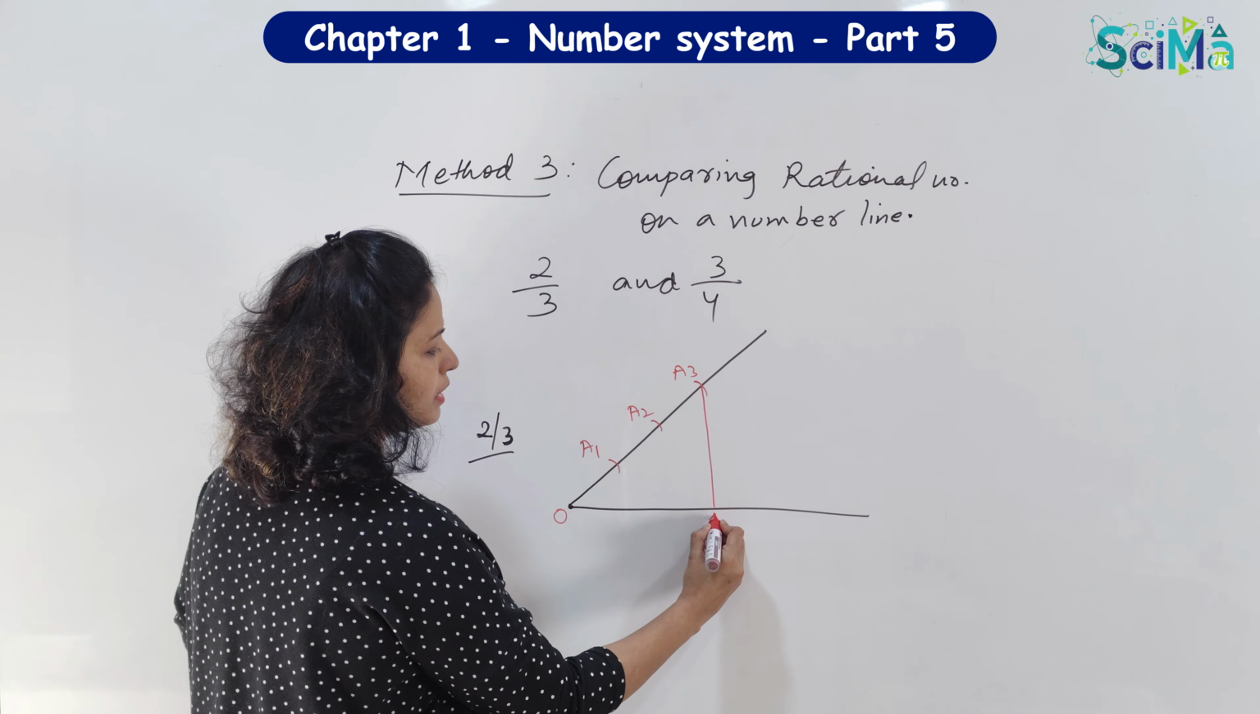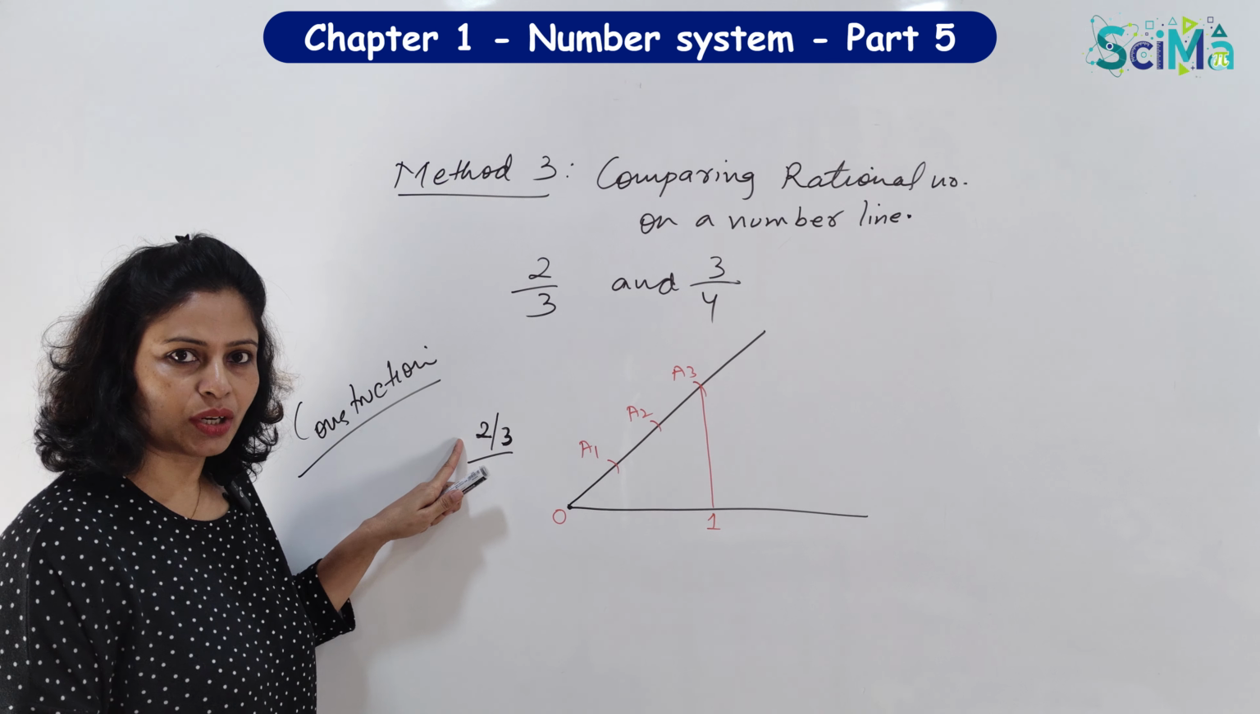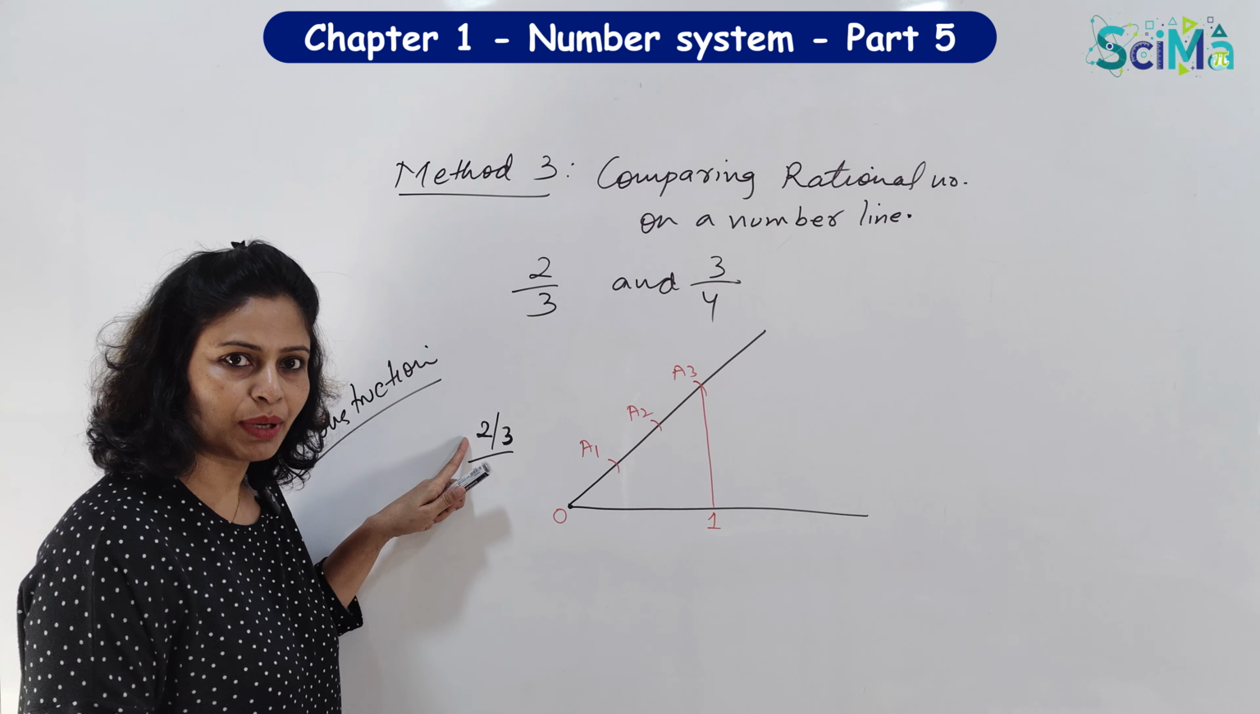So this is 0 and this is 1. Now I told you this is a proper fraction. It is going to be less than 1. It lies between 0 and 1. I have already explained that.